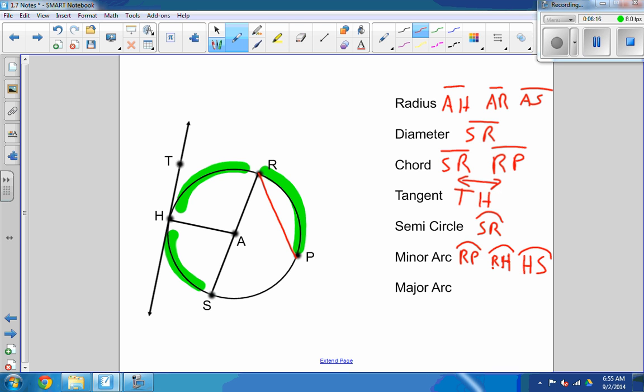And major arc, there's a number of possible major arcs in here as well. Remember, a major arc is more than 180 degrees. I'm going to go ahead and do this as my major arc. There are multiple in there, but that's the one I'm going to write down here. So R, P, H. I also could have written it as R, S, H. Both of those refer to the same arc.